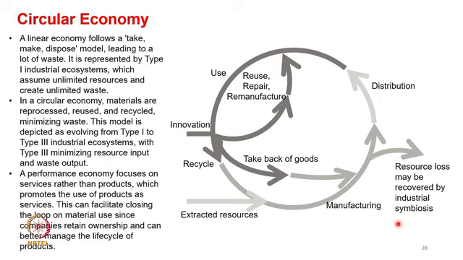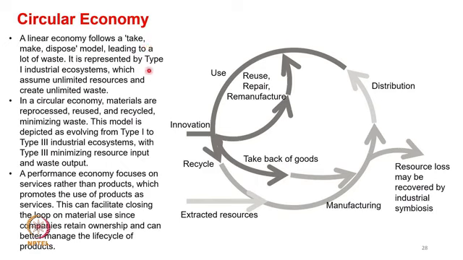So now let us briefly touch upon what a circular economy is. Before that, we need to understand what a linear economy is. The linear economy follows a take, make and dispose model, leading to a lot of waste basically. It is represented by a type 1 industrial ecosystem, which assumes unlimited resources and creates unlimited waste.